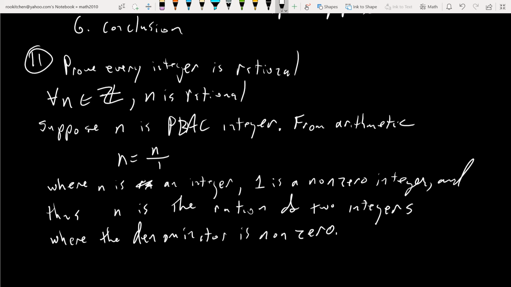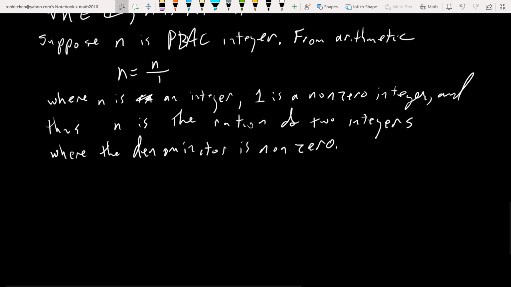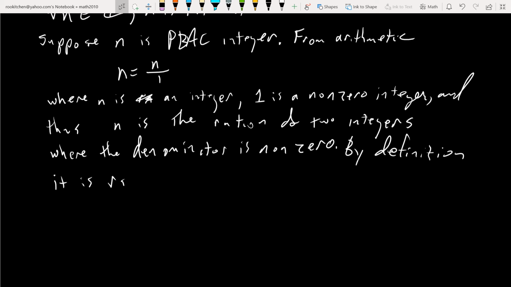And then by definition it must be rational, right? So by definition, it is rational.